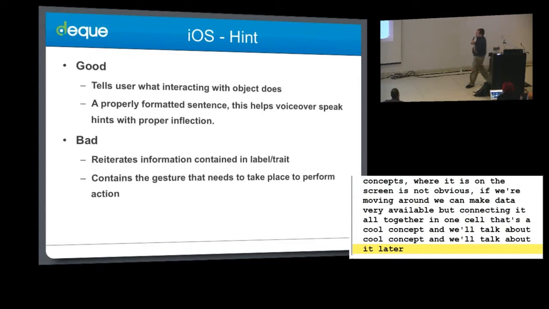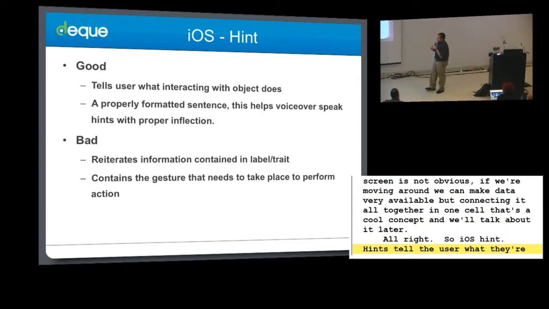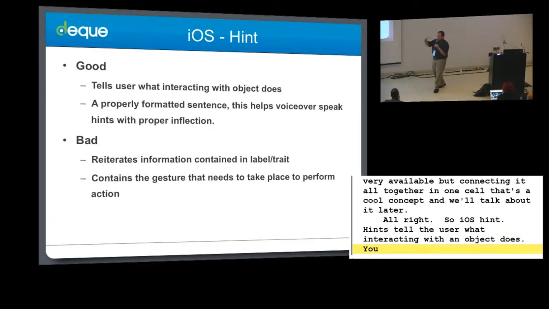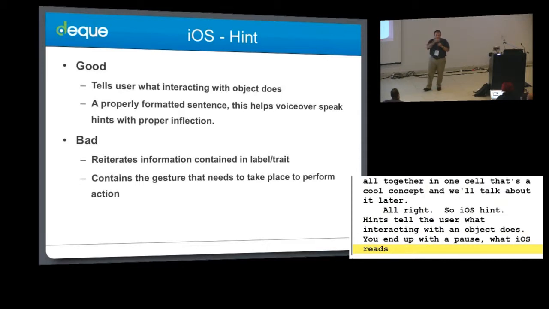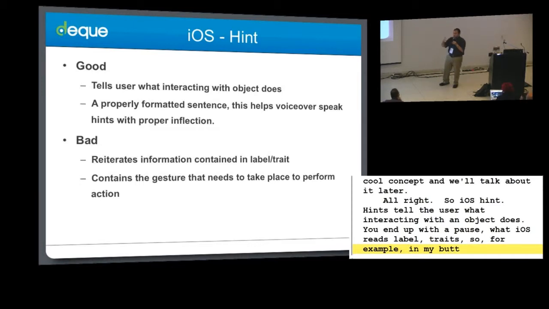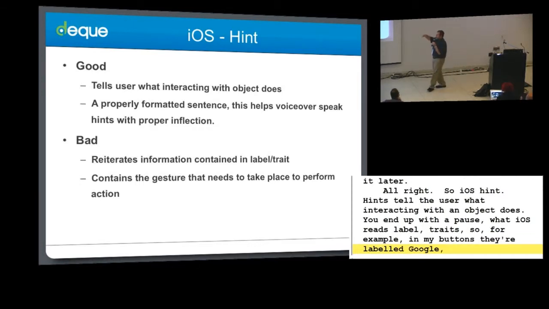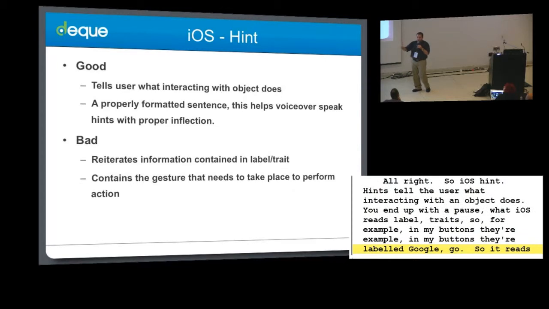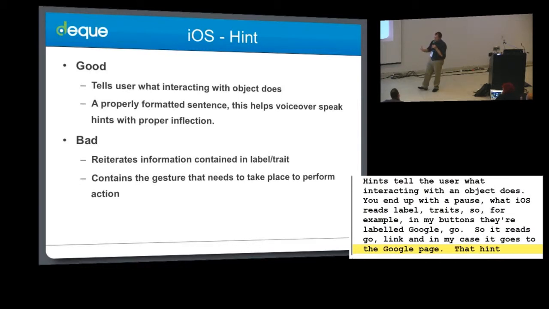All right, so iOS hint. Hints tell the user what interacting with an object does. What you end up with is a little pause after it reads the label. What iOS does is it'll read label, traits. So for example, the buttons in my application were labeled Google or Go, I think. So it'll read Go, link, and then some type of thing. In my case, it's going to visit the Google homepage. So that's what the hint is, that last little bit of text after the pause. It says visiting Google homepage.